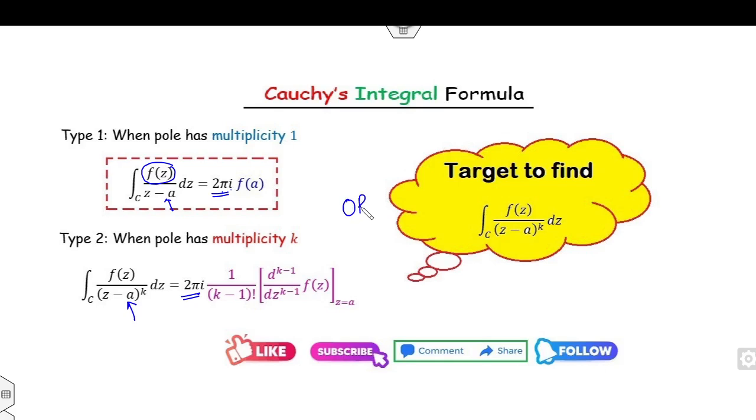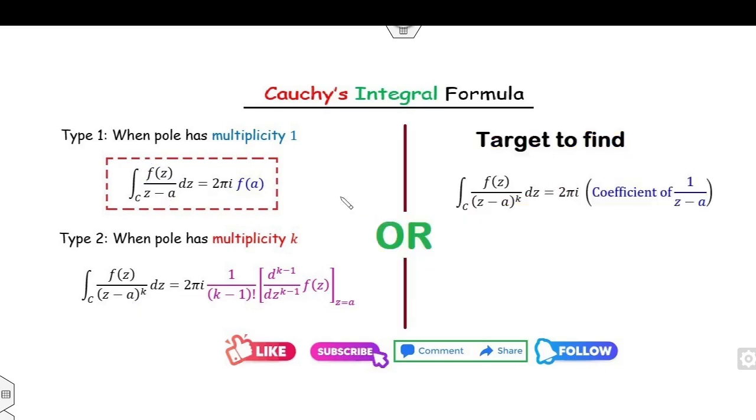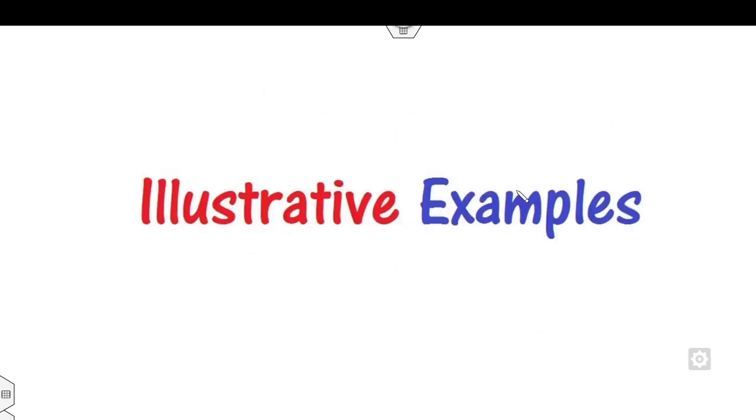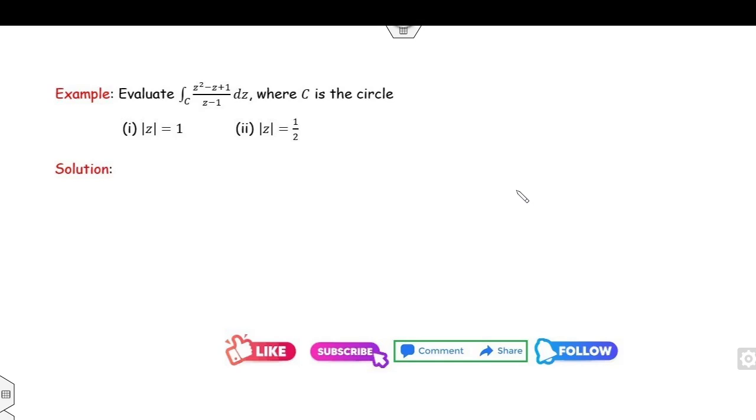There is one more method and that could be used for either of the cases. You can find the coefficient of 1 over z minus a. That will be the answer irrespective of the power k. I will explain this with the help of several examples. So let's see that.